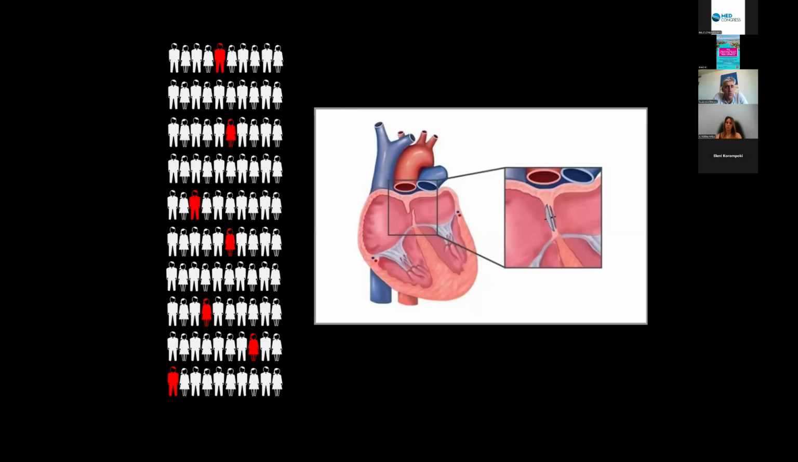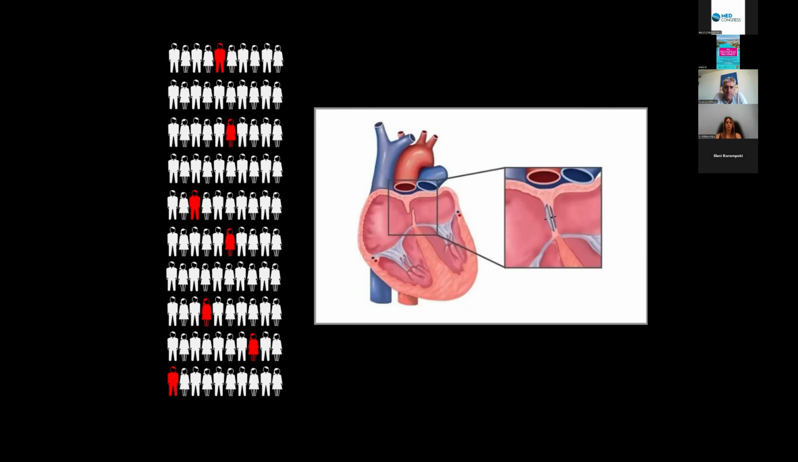Normally, all of us have it when we are still in our fetal period. Then at some time around our birth, it closes. But for some of us, it stays open. It stays patent. That's why we call it patent foramen ovale. And it's not very infrequent. Approximately 20 to 25% of everybody has a patent foramen ovale.